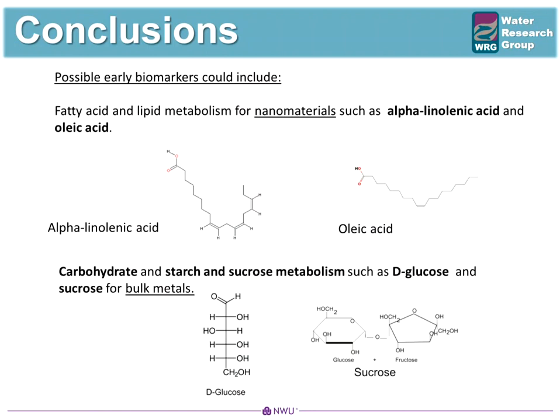acid and oleic acid. For bulk materials, it could be carbohydrate and starch and sucrose metabolism with metabolites such as D-glucose and sucrose for bulk materials.